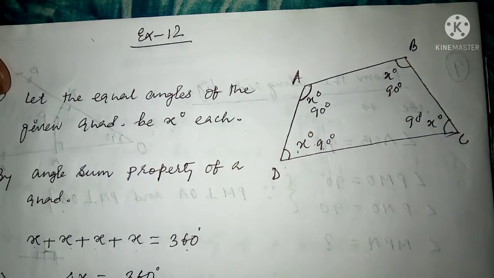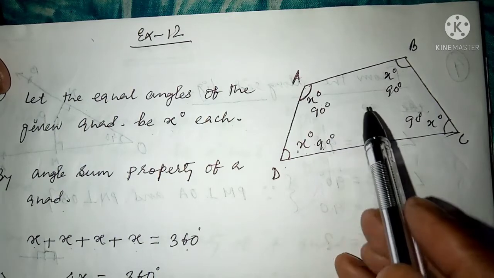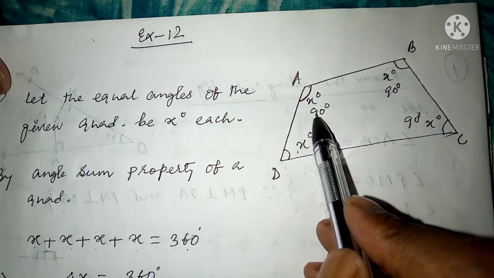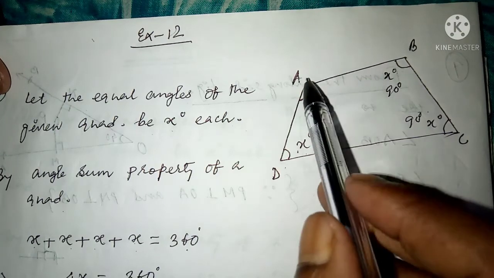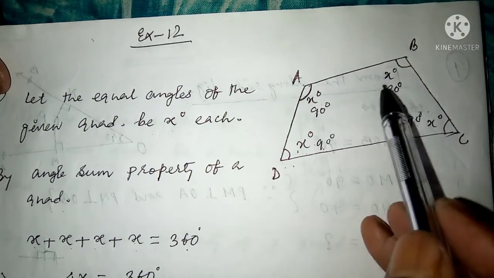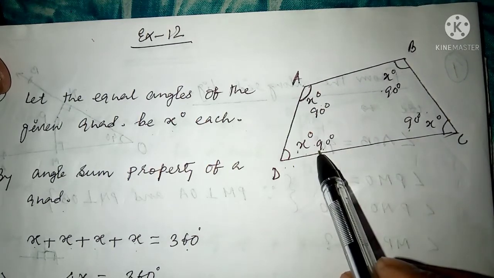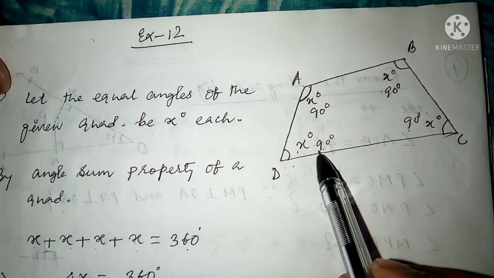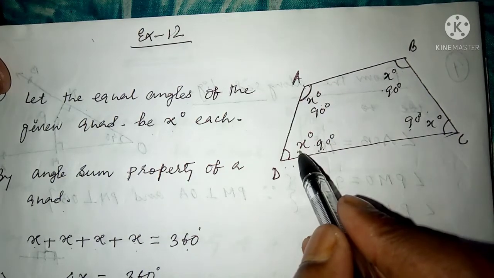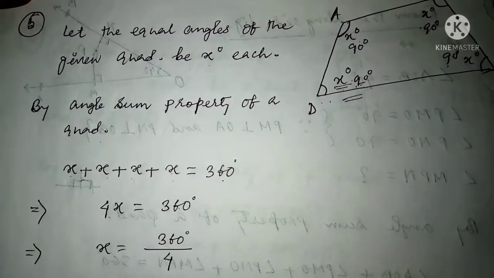Now we'll check whether this 90 degrees satisfies the angle sum property or not. We know by angle sum property, if I add A plus B plus C plus D, it should always be equal to 360. Then 90 plus 90 is 180, then 90 is 270, then 90 is 360. So it is satisfied. So our value of x, that is 90 degree, is correct. Now we'll proceed to the next question.